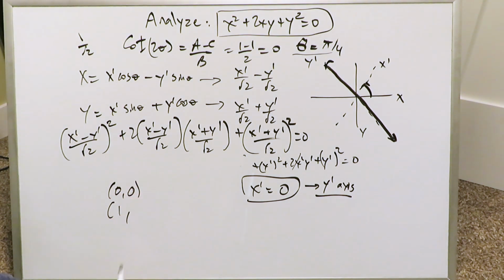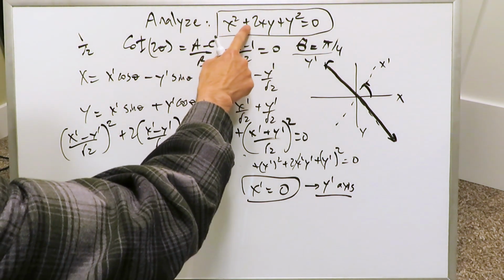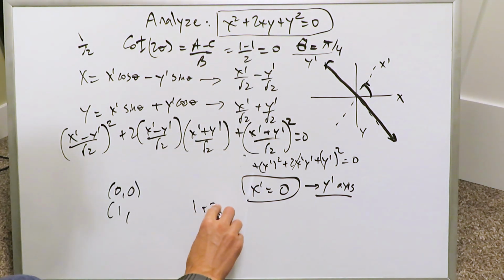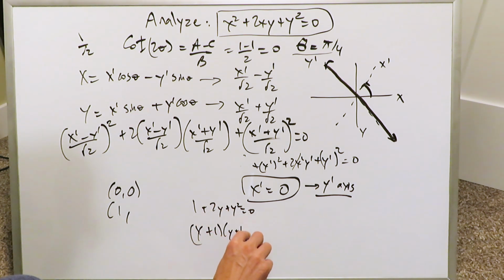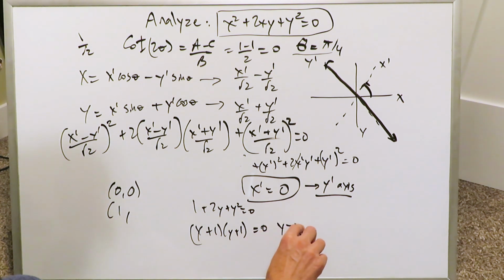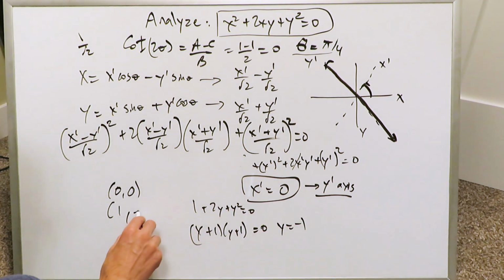When x is equal to 1, what happens? You have 1 plus 2y plus y squared. Solve for y. You can do factoring, right? y squared plus 2y plus 1 is (y plus 1) times (y plus 1) equals 0, y is equal to minus 1. So when x is 1, y is equal to minus 1. So that part is done.